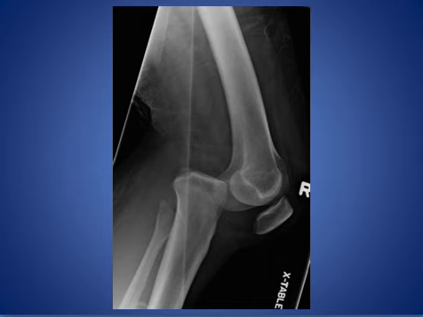The next case is a trauma patient with the cross-table lateral X-ray of the knee. As we see here, posterior knee dislocation. The knee, the tibia and fibula, it is posterior to the femur. And this is uncommon. And the tibia and fibula are dislocated posteriorly.